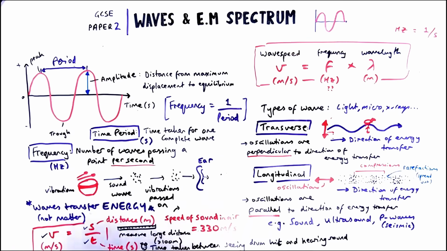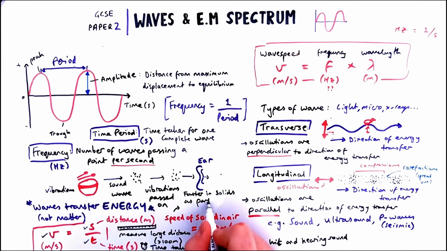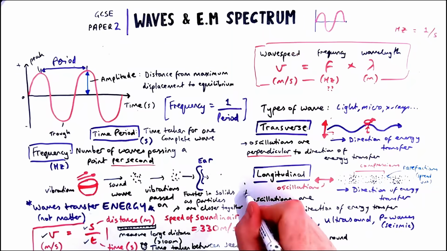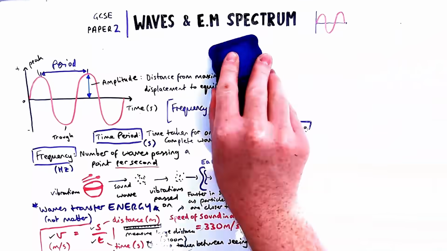It will travel faster in a solid. That is because particles in a solid are closer together. The sound won't necessarily be clearer, but it will travel faster because there is less distance between the particles for the sound to travel in.